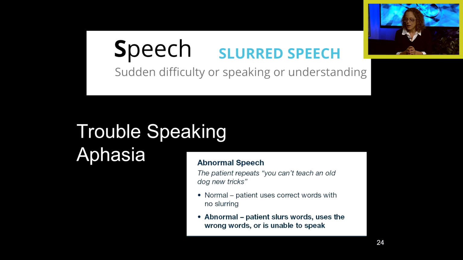If they use correct words to describe things, that's considered normal. But if they start to slur their speech and they start saying things that don't make sense to us, then we might be concerned that they're having a stroke. Okay?